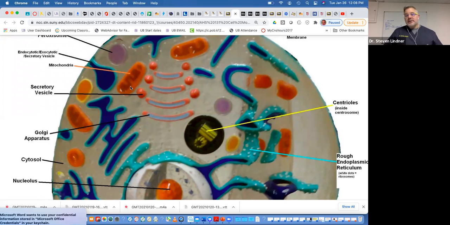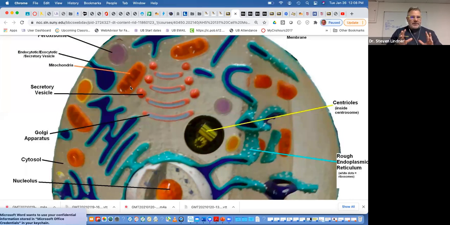Alzheimer's is a mitochondrial dysfunctional disease. Migraine headaches, mitochondrial dysfunctional disease. Heart disease, mitochondrial dysfunctional diseases. Type 2 diabetes, type 1 diabetes, mitochondrial dysfunctions.